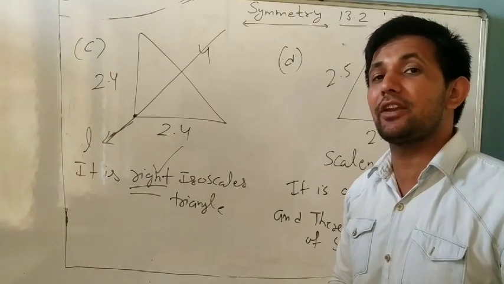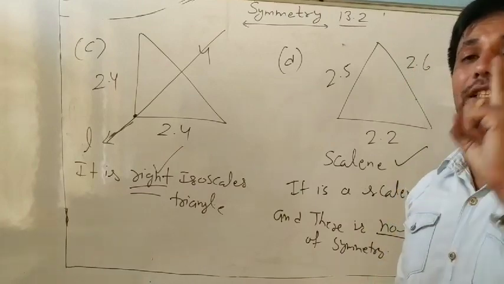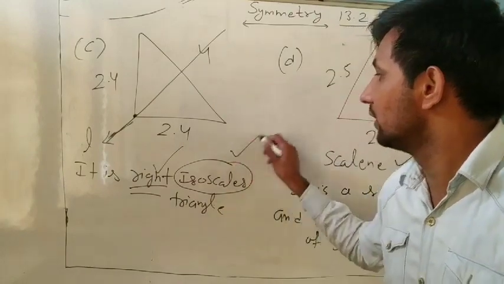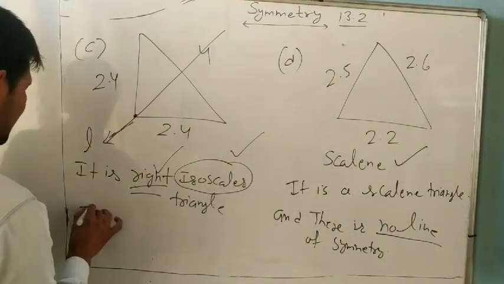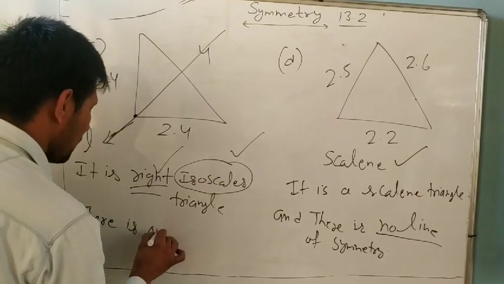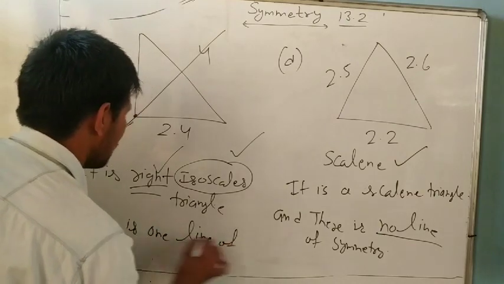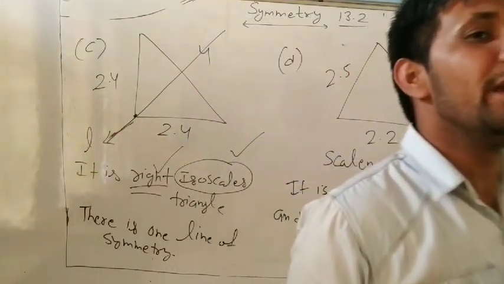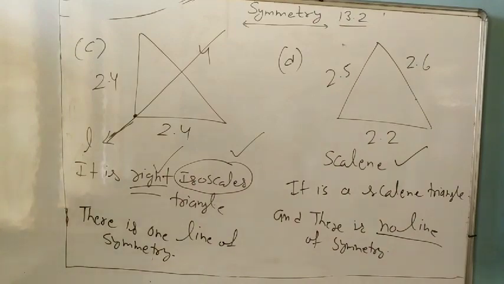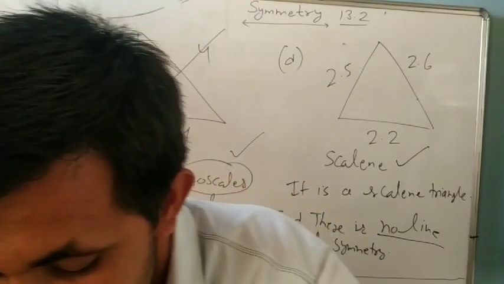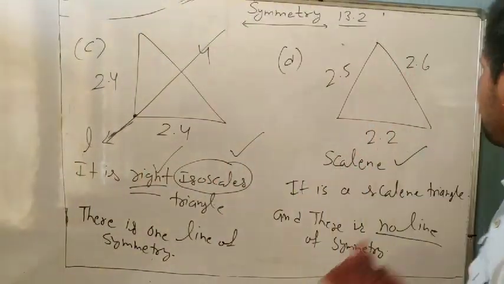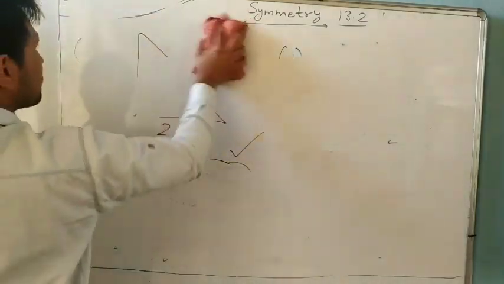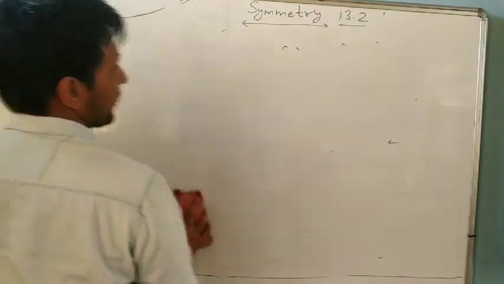Give me one example, a triangle which has only one line of symmetry. One line of symmetry is always in an isosceles triangle, and you will write there is one line of symmetry. So in an isosceles triangle, one line of symmetry. In a scalene triangle, no line of symmetry. Understand it? Now, question number 3.